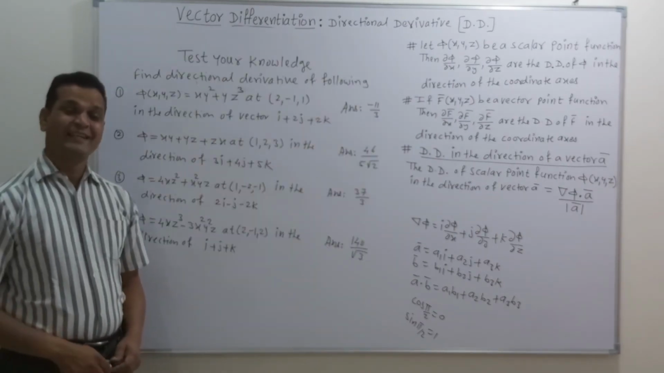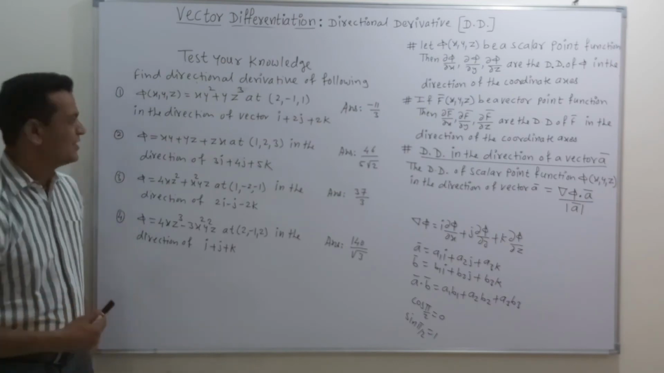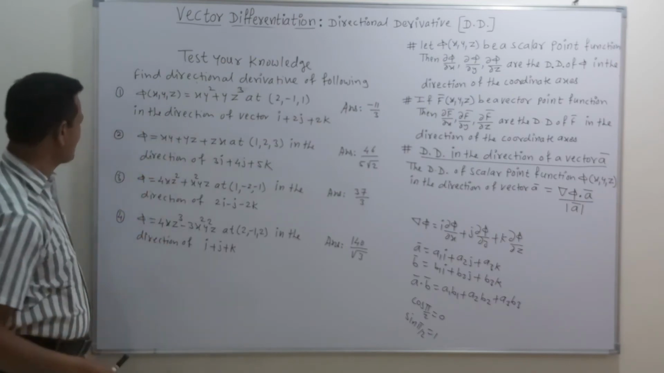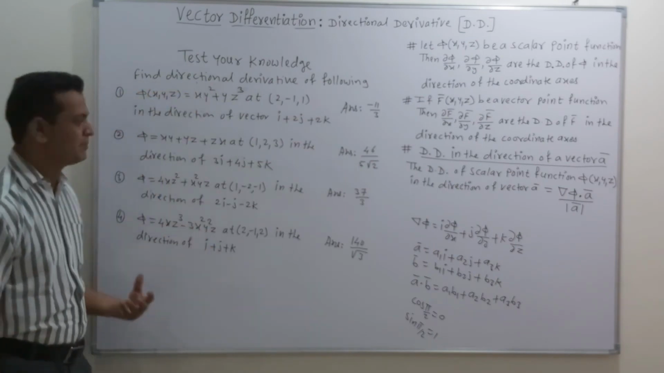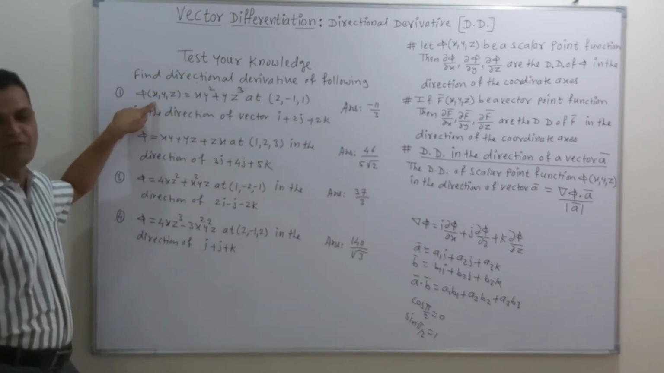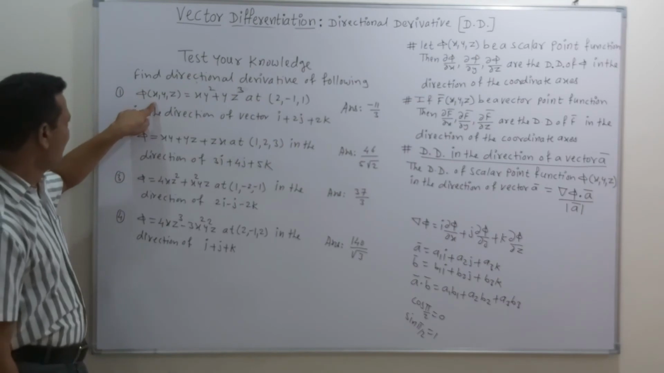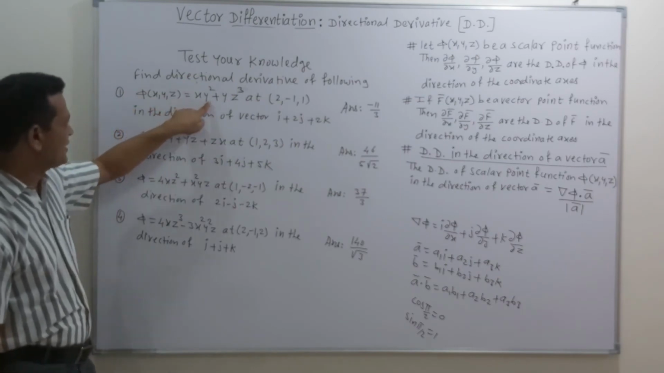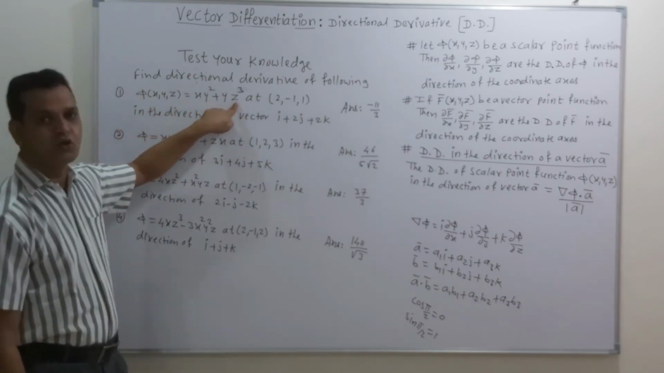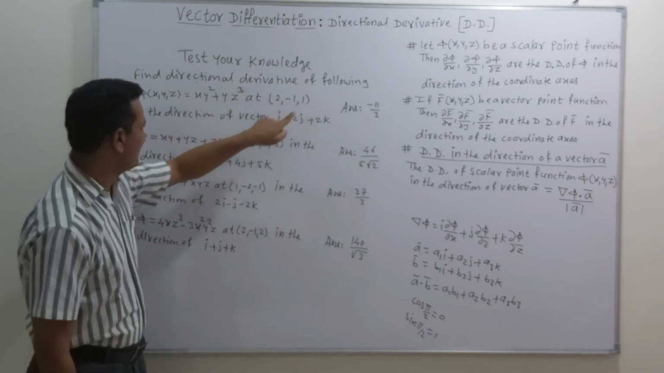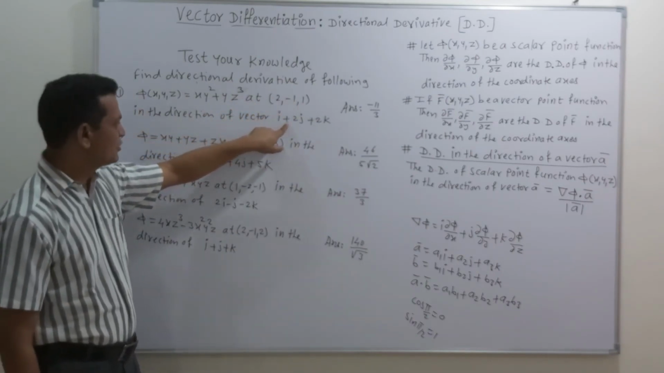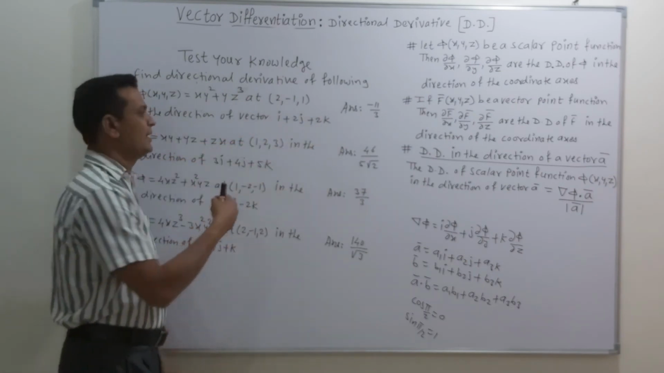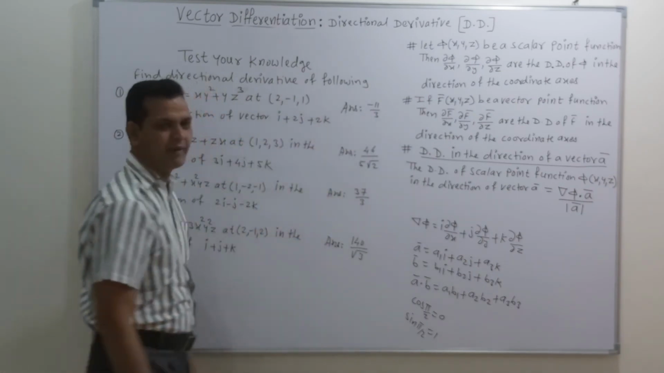Now friends, it is time to test your knowledge. For your practice, a total of 4 examples are given. Find the directional derivative where the scalar point function phi of x, y, z is x y square plus y z cube at the point (2, minus 1, 1) in the direction of vector a bar, which is i plus 2j plus 2k. The answer is minus 11 by 3.